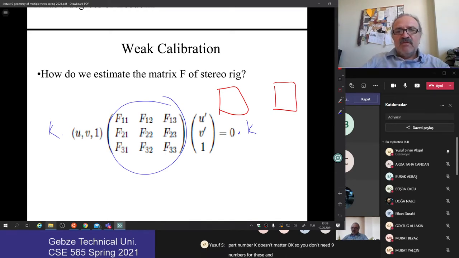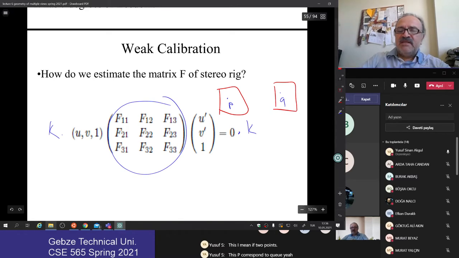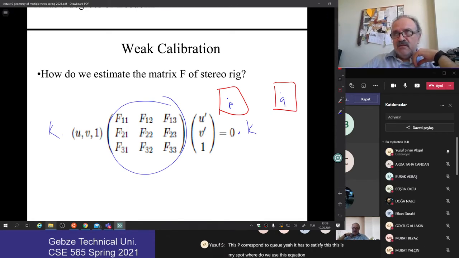So that's good. So why do we need the F? Why do we like this matrix F? What is the main function of matrix F? I mean, if two points, this P corresponds to Q, yeah, it has to satisfy this. This is nice, but where do we use this equation in the stereo processing? Where do we use this equation?